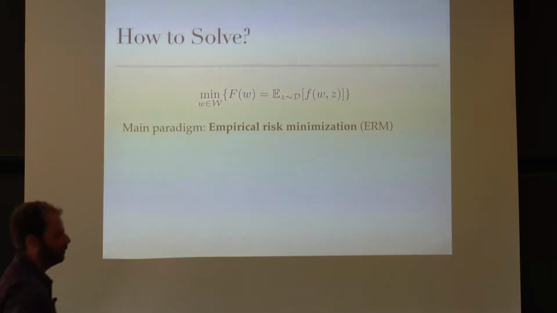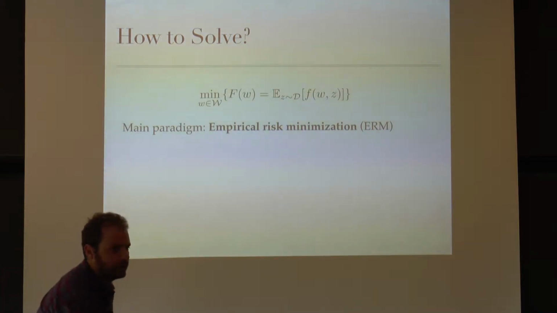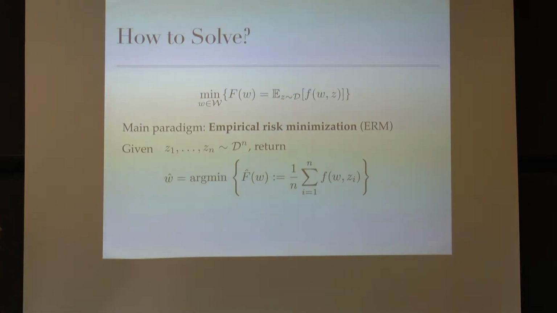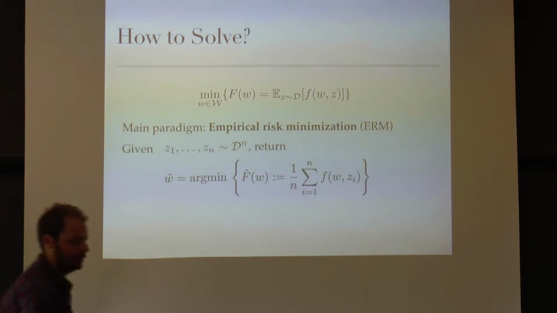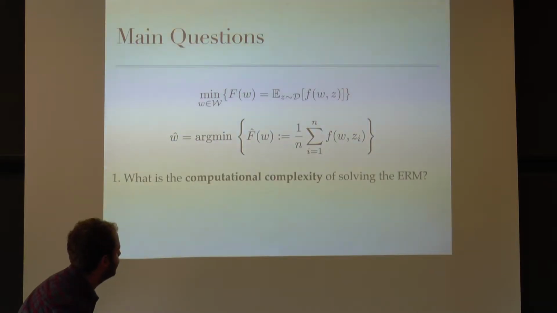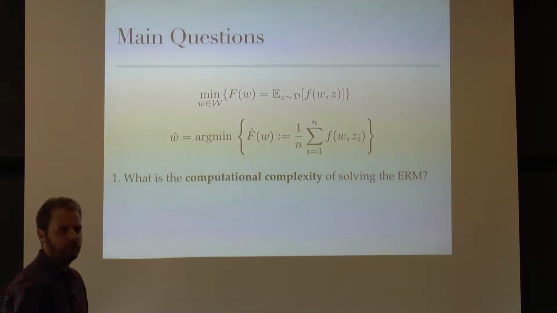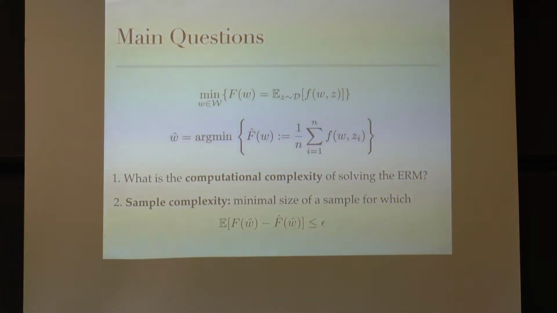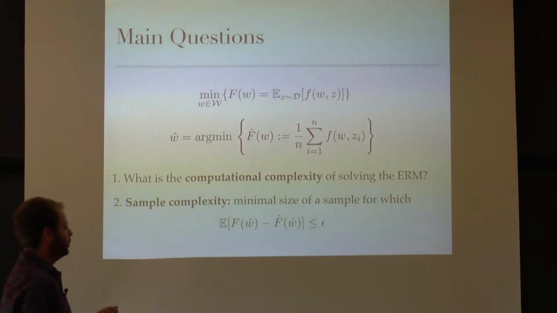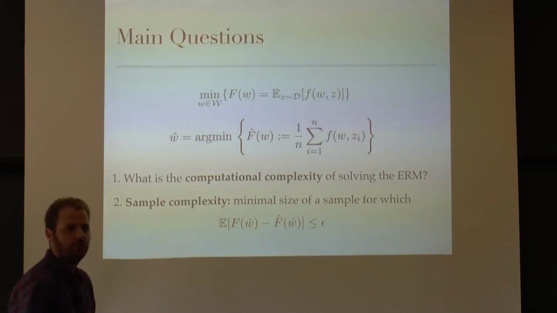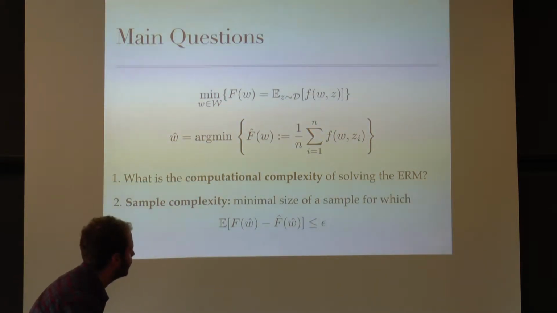So how do we solve such a problem? The main paradigm is empirical risk minimization, where we are given a sample and we return the minimizer of the empirical risk. Then we have two main questions. The first one is the computational complexity of solving the ERM, and the second one is the sample complexity. What is the minimal size of a sample for which we are guaranteed that the expected risk of the output of ERM is epsilon close to the corresponding empirical risk?